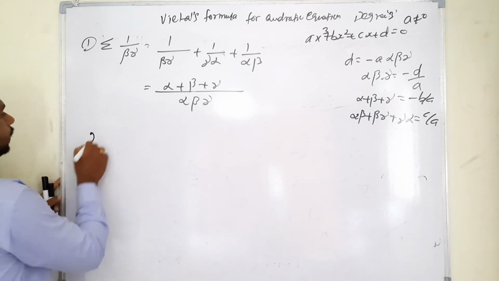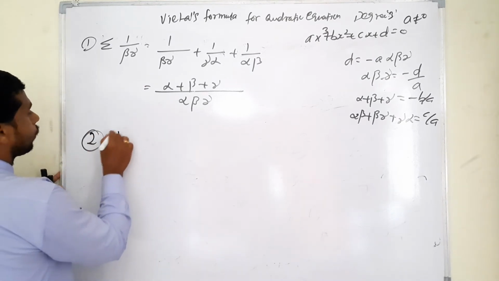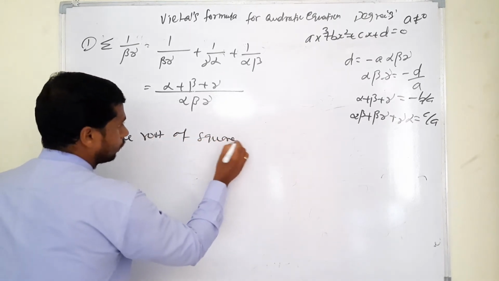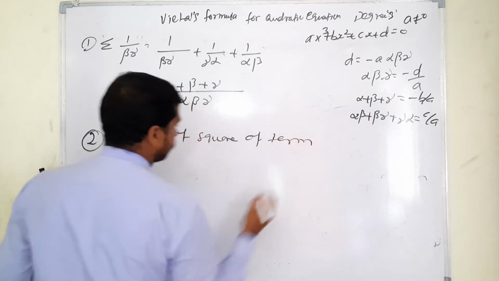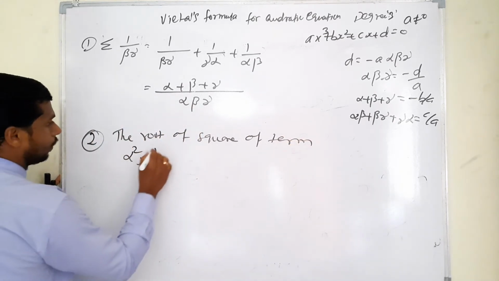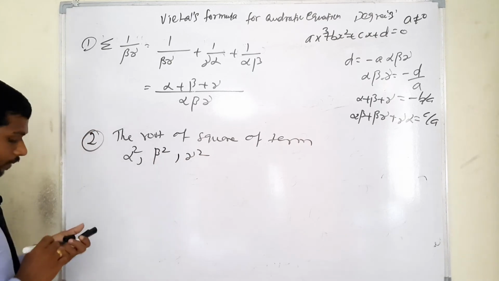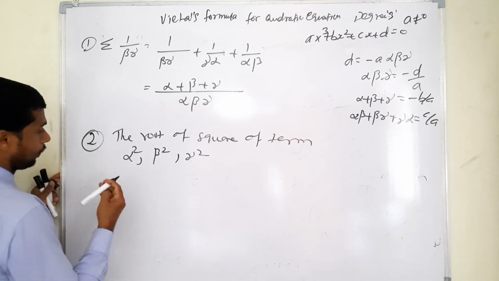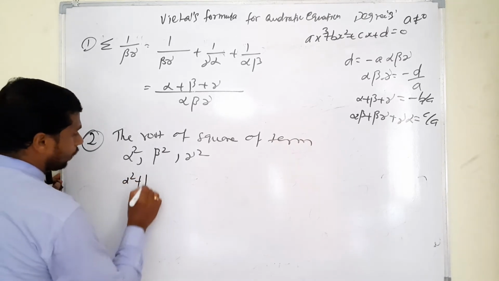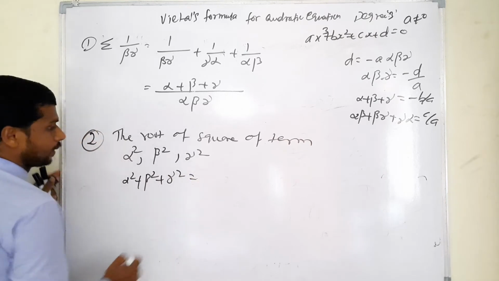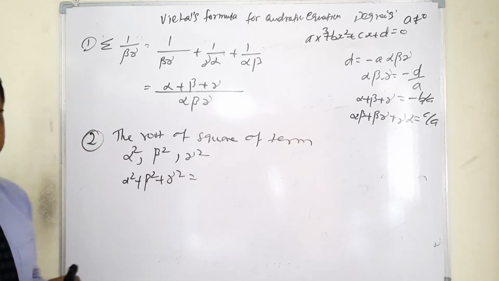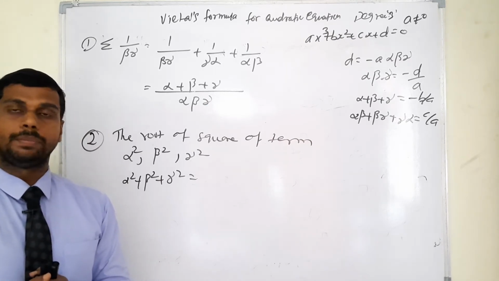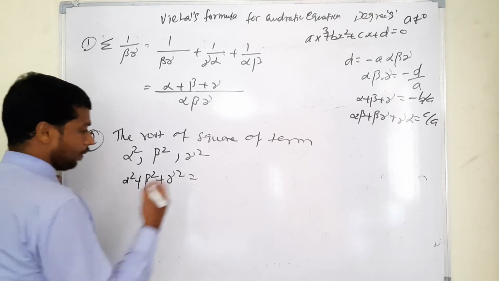This is the first one. Second method, the square of the roots, the square of the terms. So alpha square, beta square and gamma square means, first you have to take the sum of the roots. Sum of the roots means alpha square plus beta square plus gamma square, is equal to a square plus b square plus c square. What is the formula? a plus b plus c the whole square minus 2 times ab plus bc plus ca. Minus will come. How? I will explain.